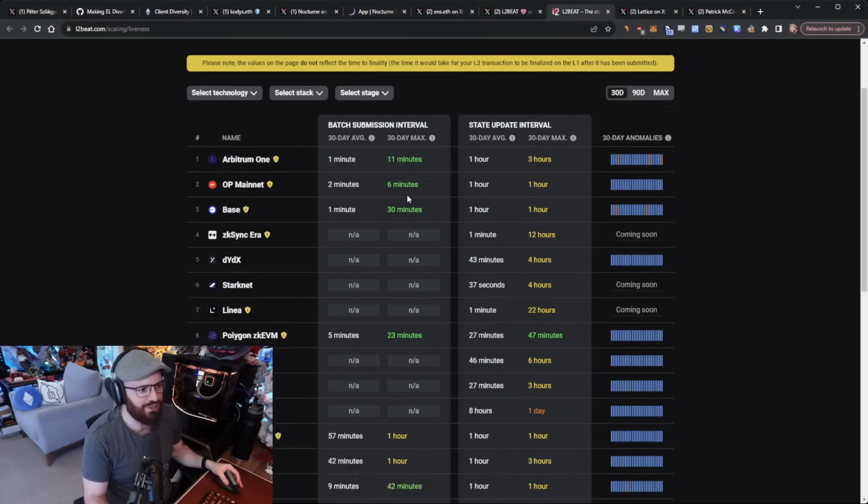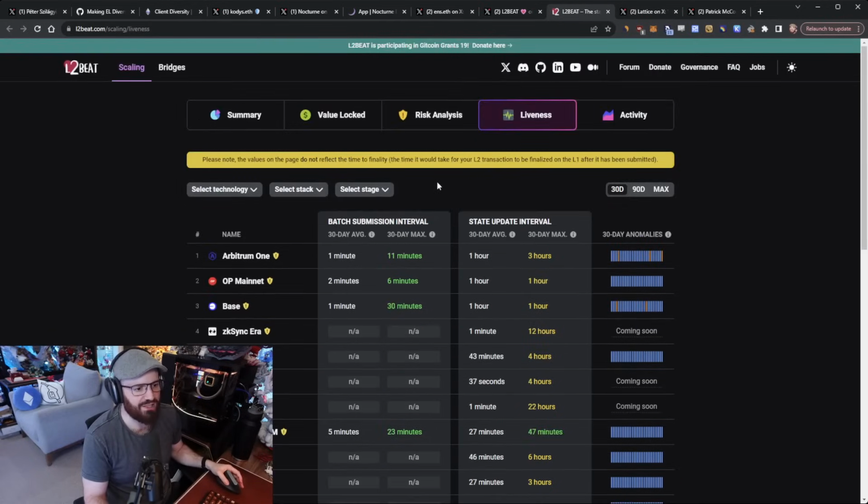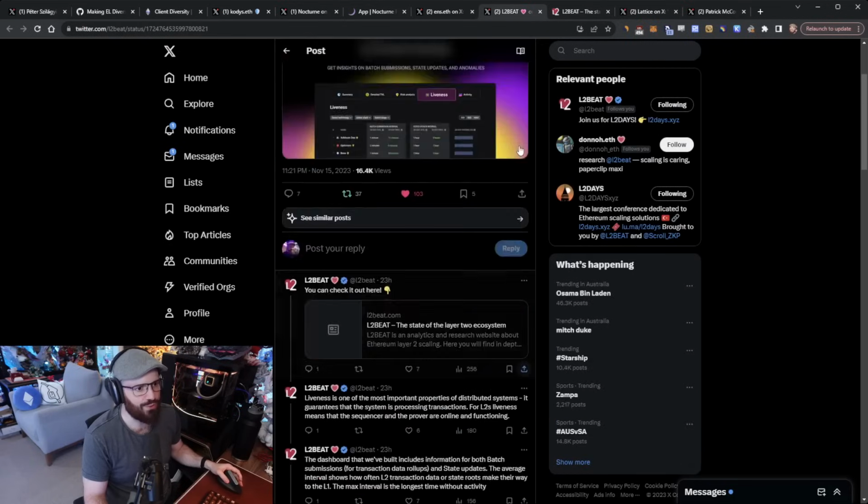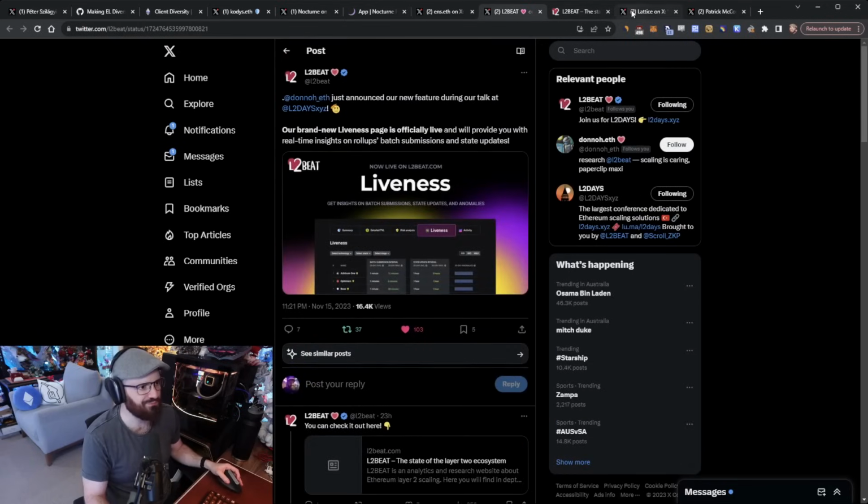But yeah, anyway, this dashboard I think is really cool because it basically shows you what the settlement time, or time to settlement, is for the various different L2s on Ethereum. And you can go check this out for yourself. I'll link it in the YouTube description below for you to do so.